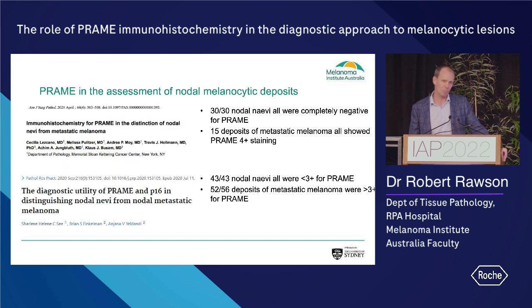Now, going on to other areas where PRAME has been recommended in the literature, I think this is a useful use of PRAME, and that is looking at difficult nodal deposits of melanocytic cells. And I spoke in the melanoma breakout room about how this can be a differential diagnosis in a sentinel lymph node biopsy. There have been 2 studies I found which looked at it. All nodal nevi were PRAME negative. However, when looking at melanomas, they were all predominantly positive to strong diffusely positive. Importantly, if you're going to use PRAME in this setting, you should test the primary for PRAME, as if the primary is not PRAME positive, generally the metastasis will not be PRAME positive. So if you're going to use it, you should be testing the primary as well.